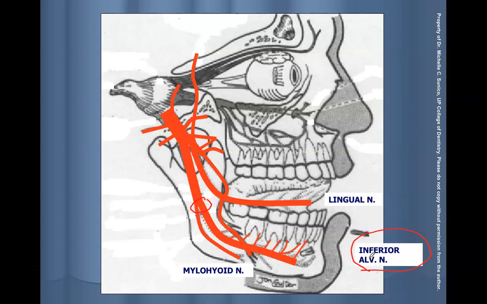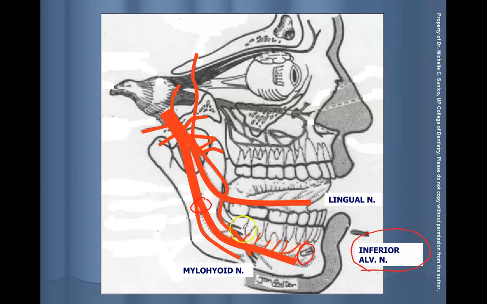So the sensory innervation of the pulps of mandibular posterior teeth will be coming from the inferior alveolar nerve. Now remember again this foramen on the external surface of the mandible at the area of the first and second premolar. This is called, if you remember, the mental foramen.